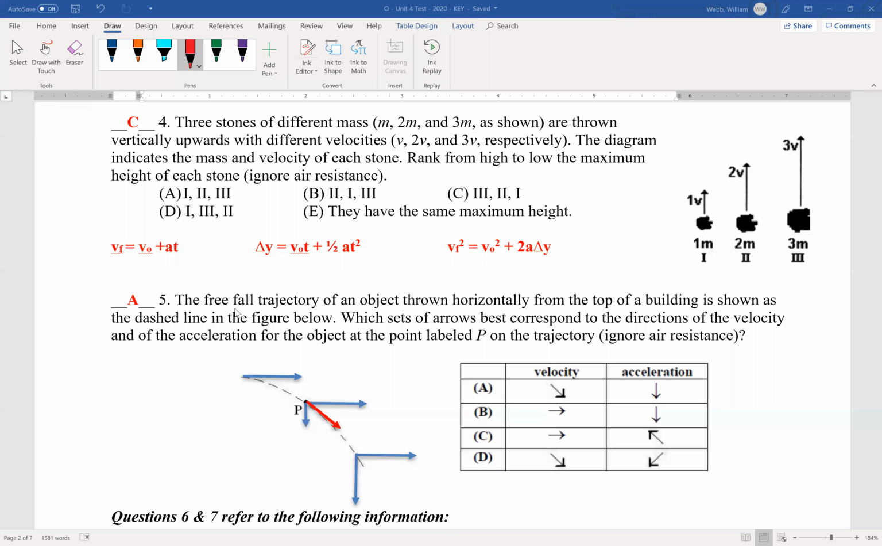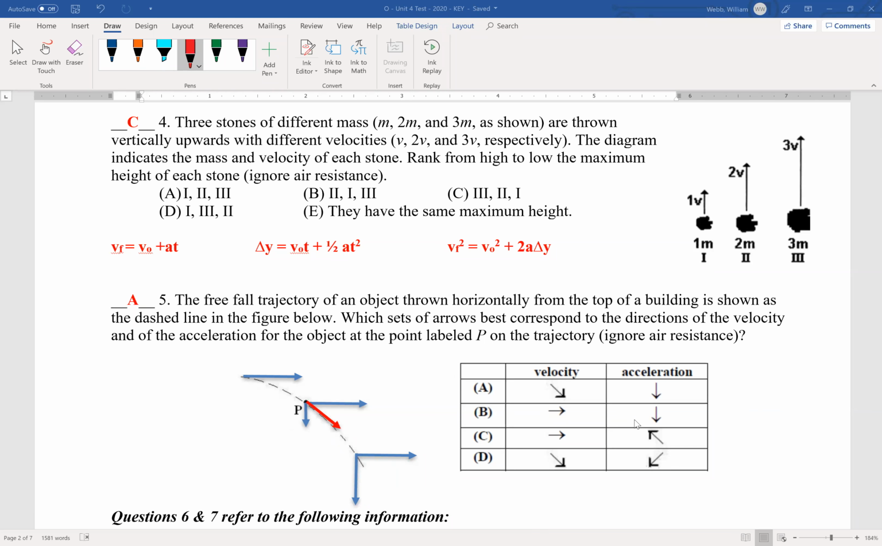Number 5, the free fall trajectory of an object thrown horizontally from the top of a building is shown as the dashed line in the figure below. Which set of arrows best corresponds to the directions of the velocity and the acceleration for the object at the point labeled P on the trajectory? Ignore air resistance. So, if we're ignoring air resistance, the only acceleration is due to gravity. So it has to either be A or B, because gravity is always towards the center of the earth or down. So it can't be C or D, just based on the acceleration.